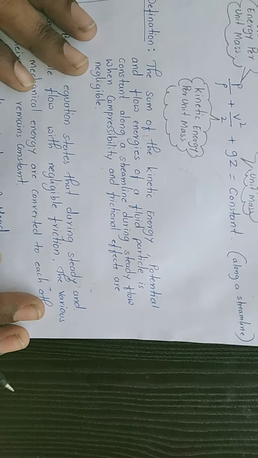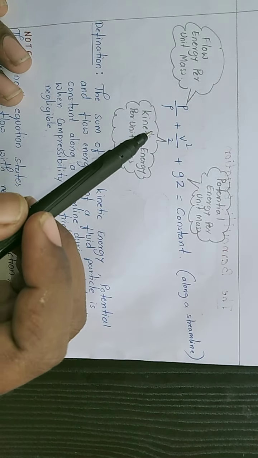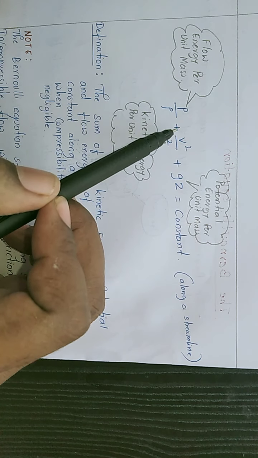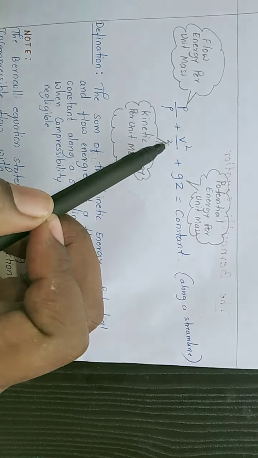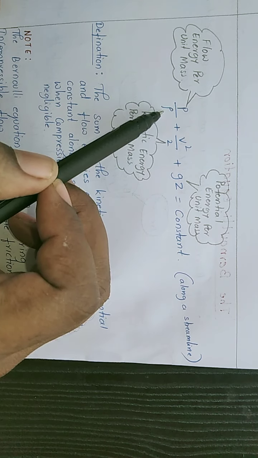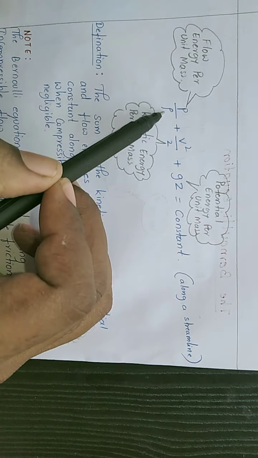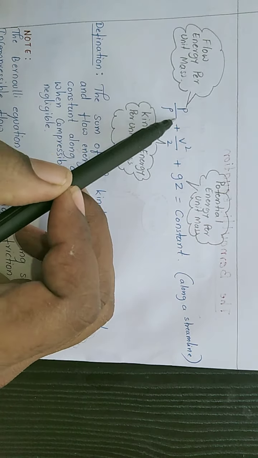Next, this is the formula of Bernoulli's equation, that is P by rho plus V square by 2 plus gz is equal to constant, where P by rho is flow energy per unit mass. This is very important. This is flow energy per unit mass, this is kinetic energy per unit mass, and this term is potential energy per unit mass.